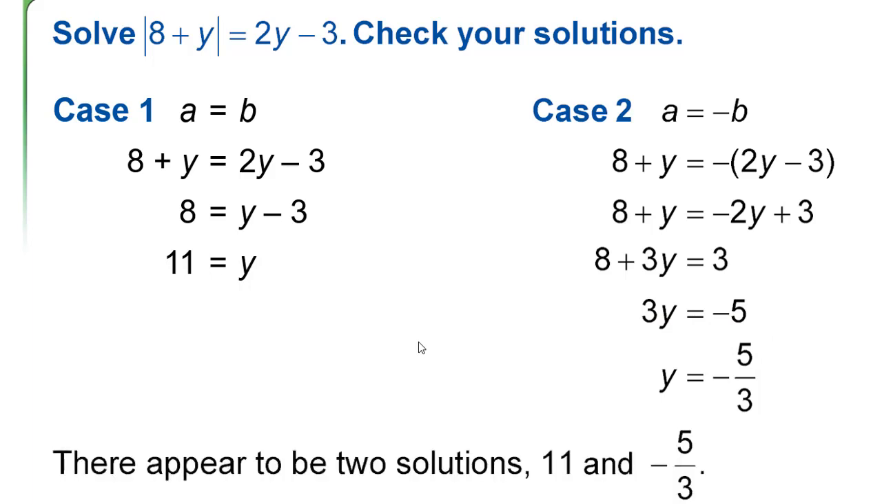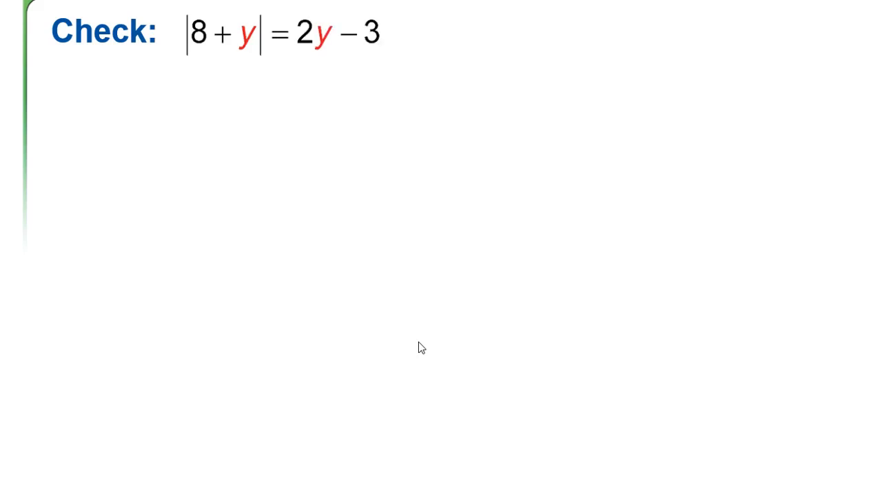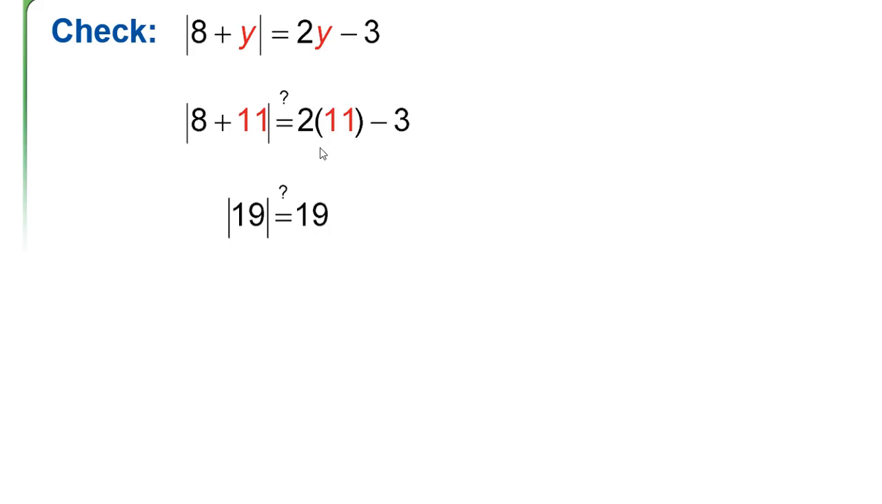Now, it appears that we have two solutions here, but we always have to test them. So we get the absolute value of 8 plus y equals 2y minus 3. If we test and put in 11 to this, let's see if we have a true statement. We get the absolute value of 19 on the left side equals 19 on the right side. That is a true statement. So y equals 11 checks out.